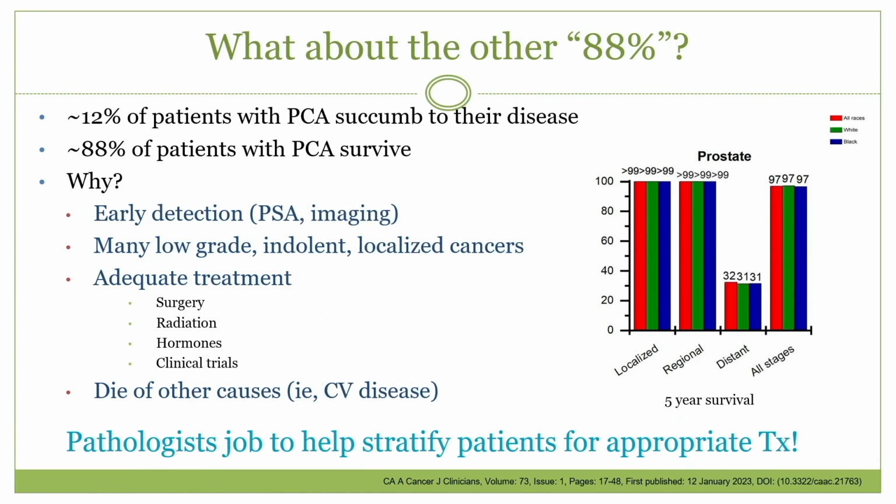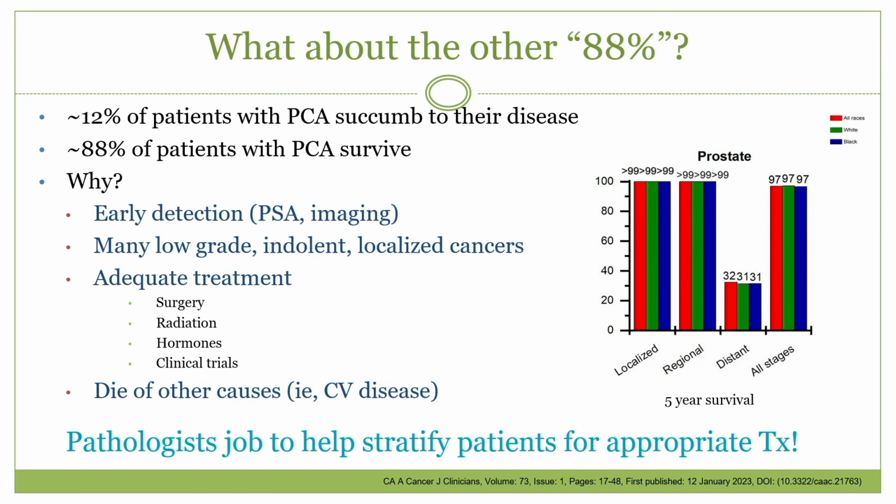So really what I want to focus on, though, a lot is what about this other 88%? Those not with the high-grade tumors all the time, and those that we can actually do good for and hopefully cure, or even just watch and never treat. So that other 88%. And we can do this because of early detection, the low-grade indolence of what we see in localized prostate cancers, and the fact that we have adequate treatment for a lot of these tumor types.